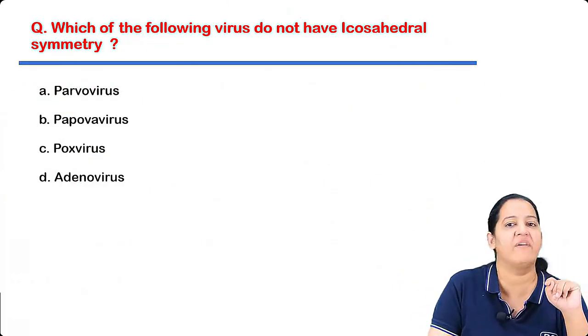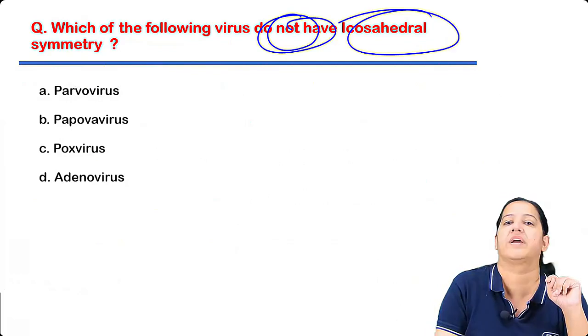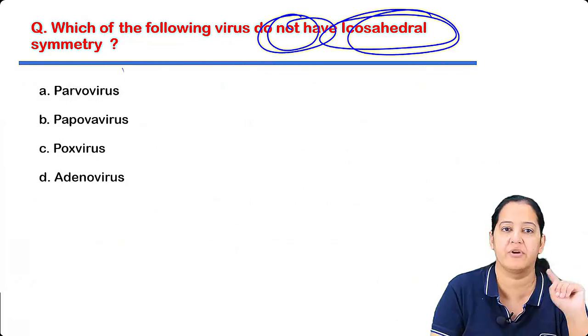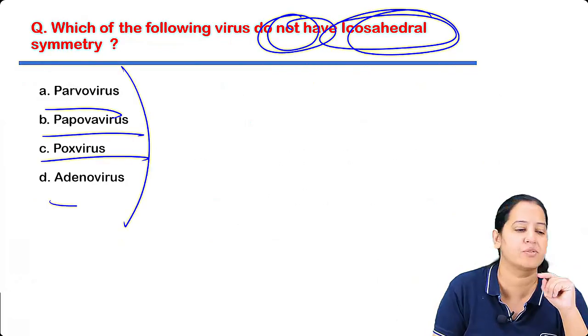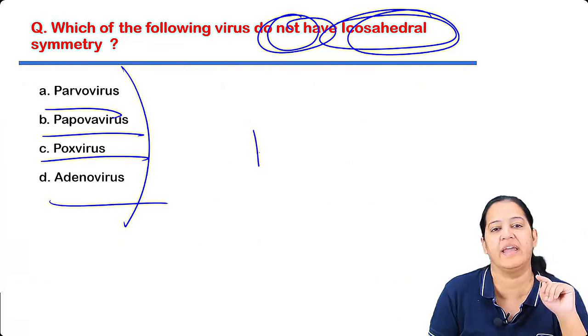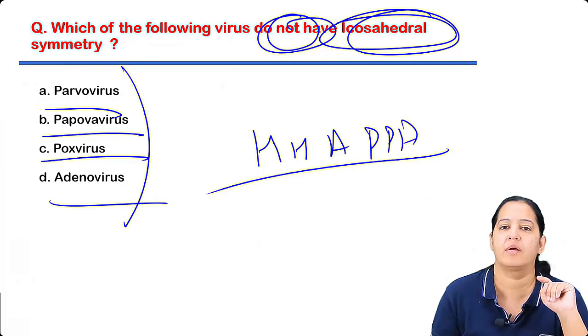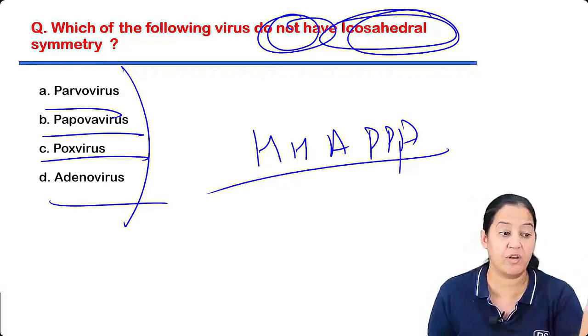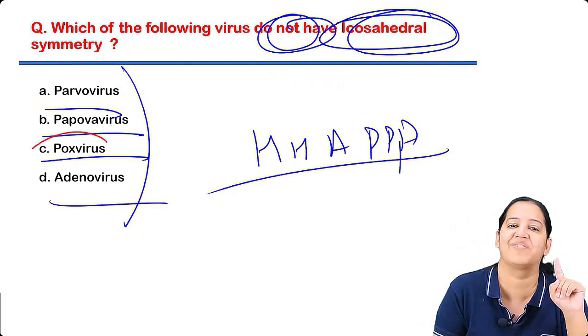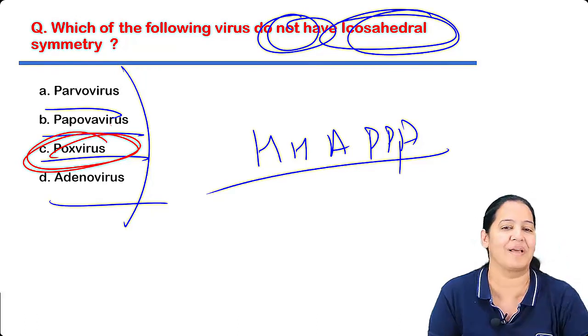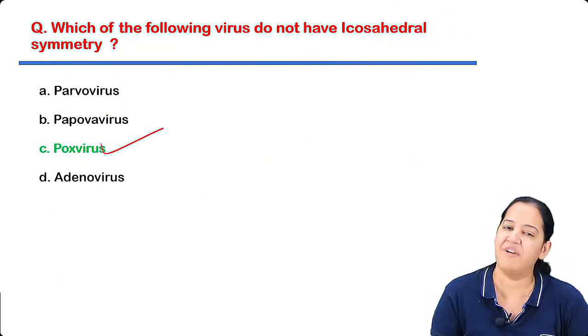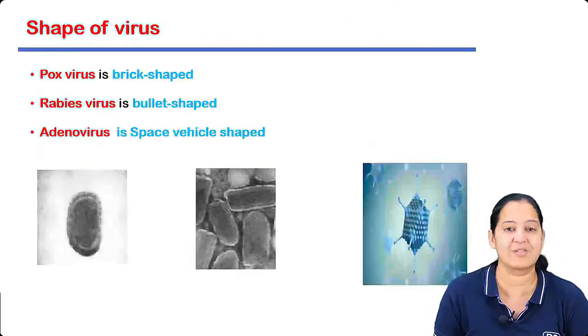Which of the following viruses do not have icosahedral symmetry? Parvo, Papova, Pox or Adeno. They all are DNA viruses. Among the DNA viruses, only one is not icosahedral: Pox, because Pox is complex. The remaining are all icosahedral. So this is a very frequently asked PYQ. Pox is complex.